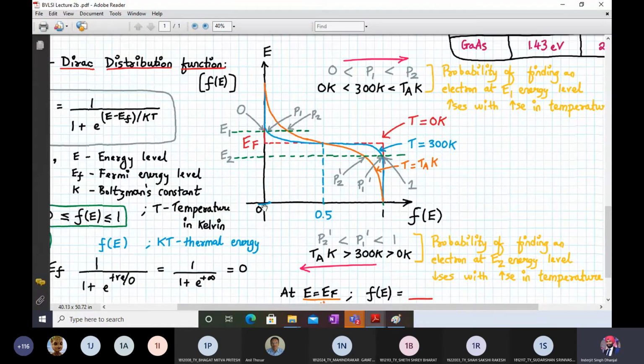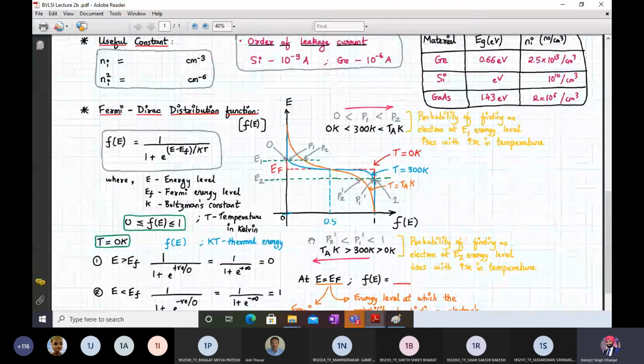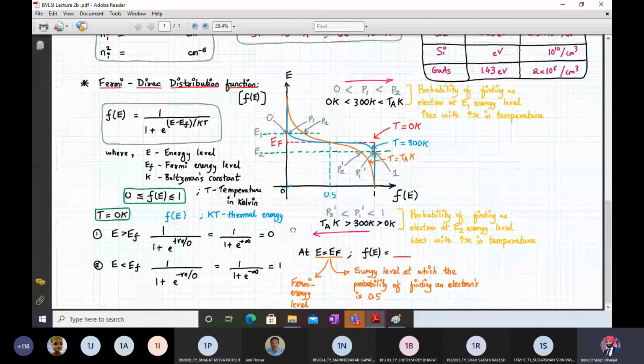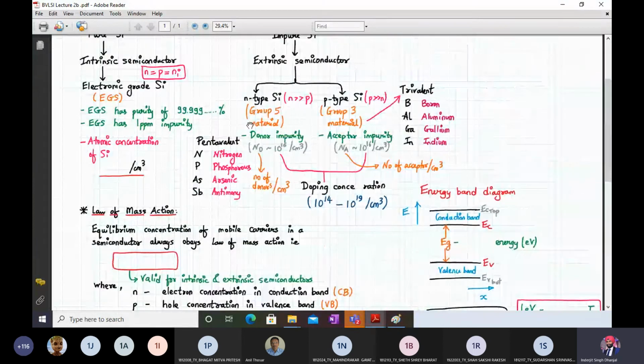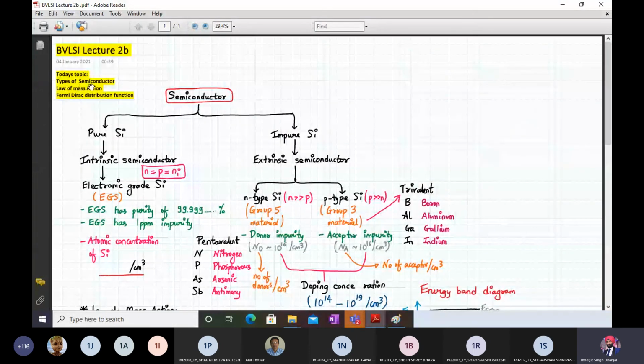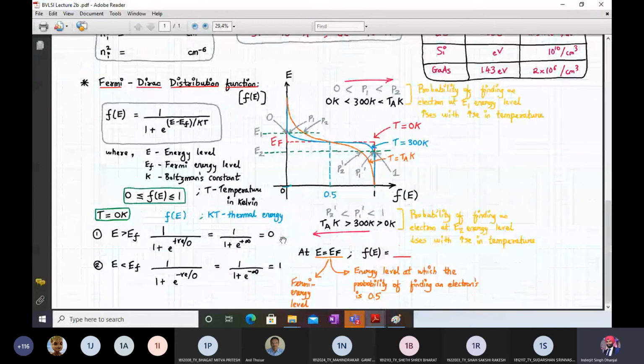It is very, very helpful. Basically, it signifies the importance of your Fermi energy level. Okay, so this is what I wish to cover for today's topic. We have covered the types of semiconductors, law of mass action, and the Fermi Dirac distribution function.